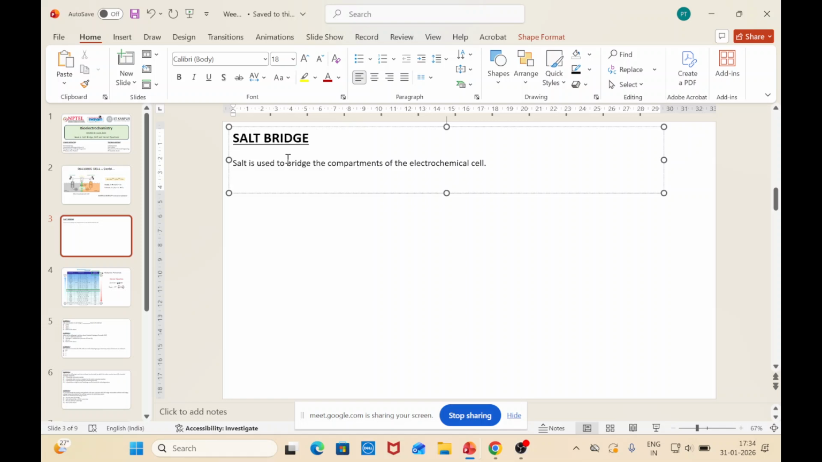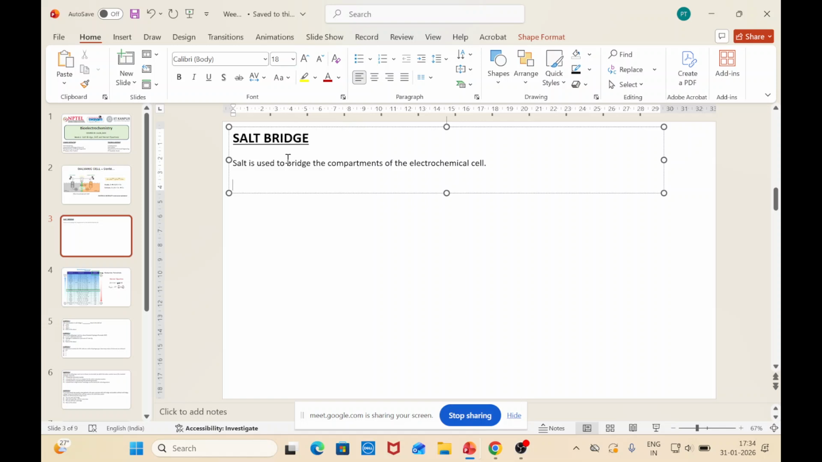Now in this case, you will have one compartment with cadmium in cadmium nitrate electrolyte solution, and in another compartment you will have a silver electrode in silver nitrate solution. So again, anode and cathode: cadmium will act as an anode and silver will act as a cathode, and in each one of them the electrochemical reactions are going to happen. In case of the anode it is oxidation, in case of the cathode it is reduction.